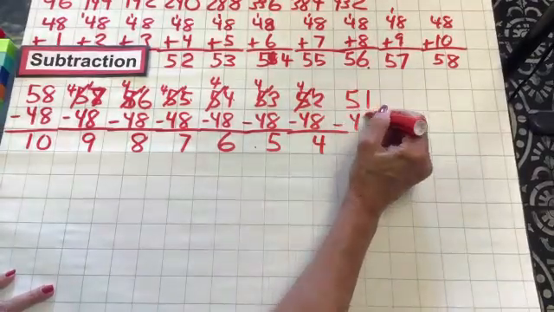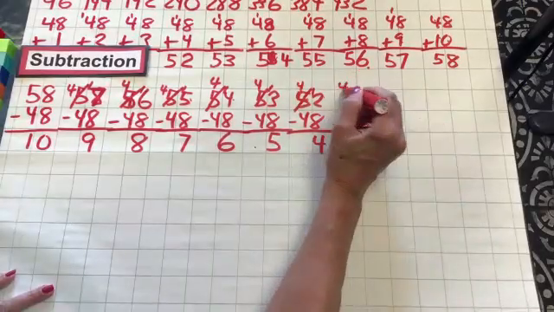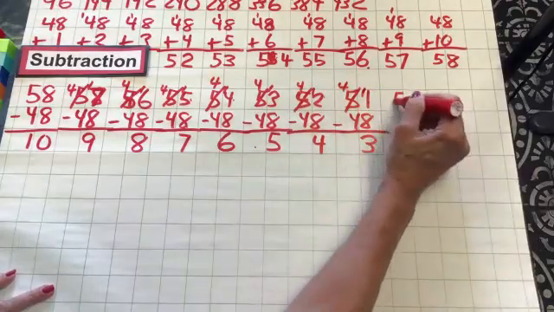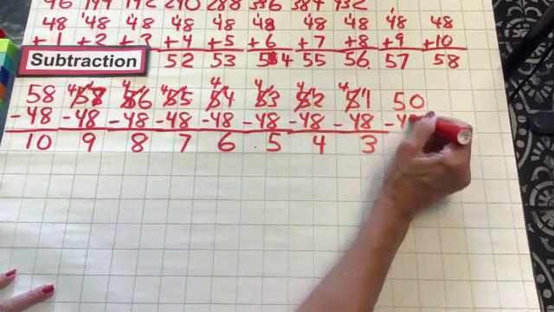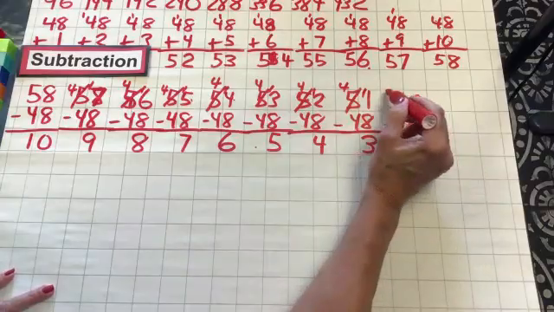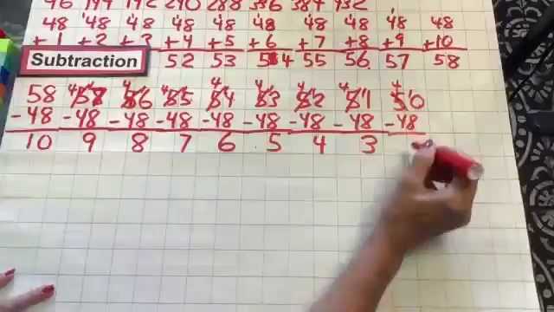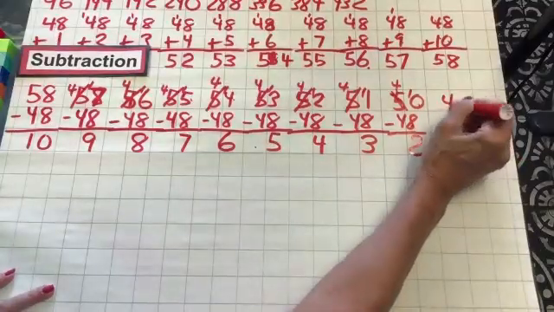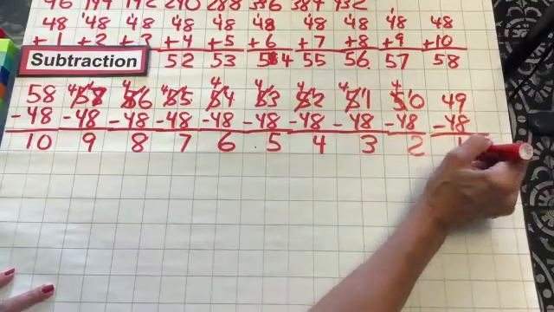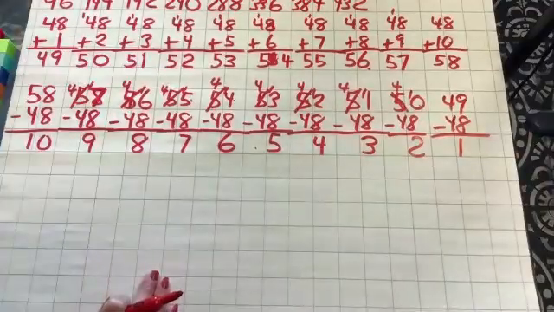51 minus 48. 8 from 1 can't do. Borrow from the 5, leaving 4, making it 11 minus 8 is 3. 4 minus 4 is nothing. 50 minus 48. Can't take 8 from 0, so we're going to borrow from the 5, making it 4 and changing that to 10. 10 minus 8 is 2. 49 minus 48. 9 minus 8 is 1. 4 minus 4 is 0. And we're done with our subtraction work.